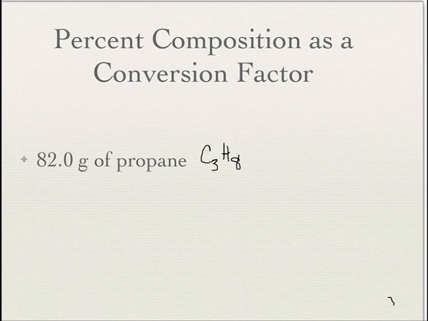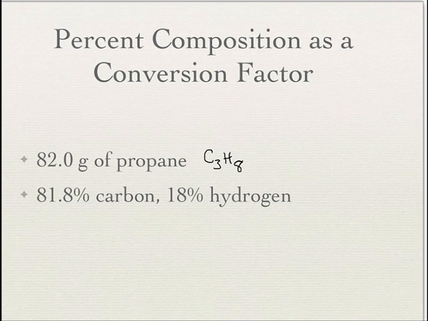Okay, now what if they said I have 82 grams of propane, and we want to know how many grams of carbon, how many grams of hydrogen do we have? Well, the first thing we need to do is figure out what the percent composition of propane is, and it's 81 and 18. The reason we did that before, if you recall, is we take the part over the whole. So for carbon, it would be 3 times 12 over the whole thing, which was 44, times 100, and that gave us about 82%. So we figured out our percentages that way.